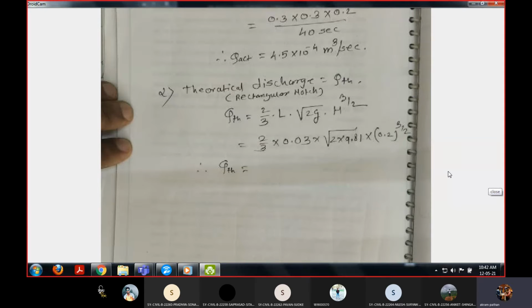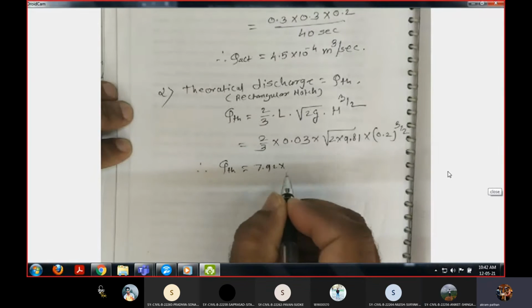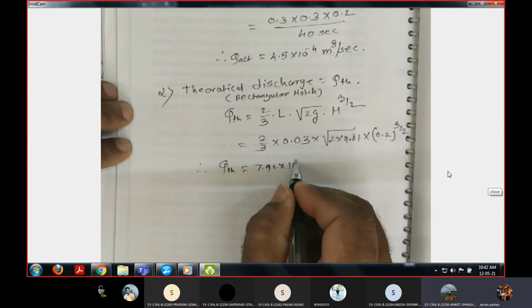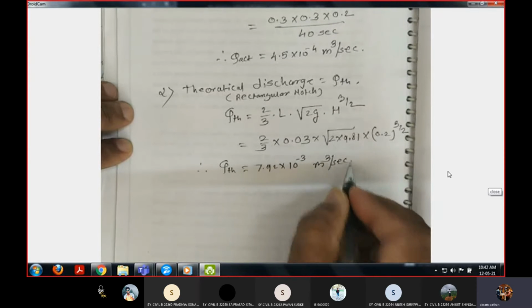किती आलं मग? 7.92 into 10 raised to minus 3 मीटर क्यूब पर सेकंड.